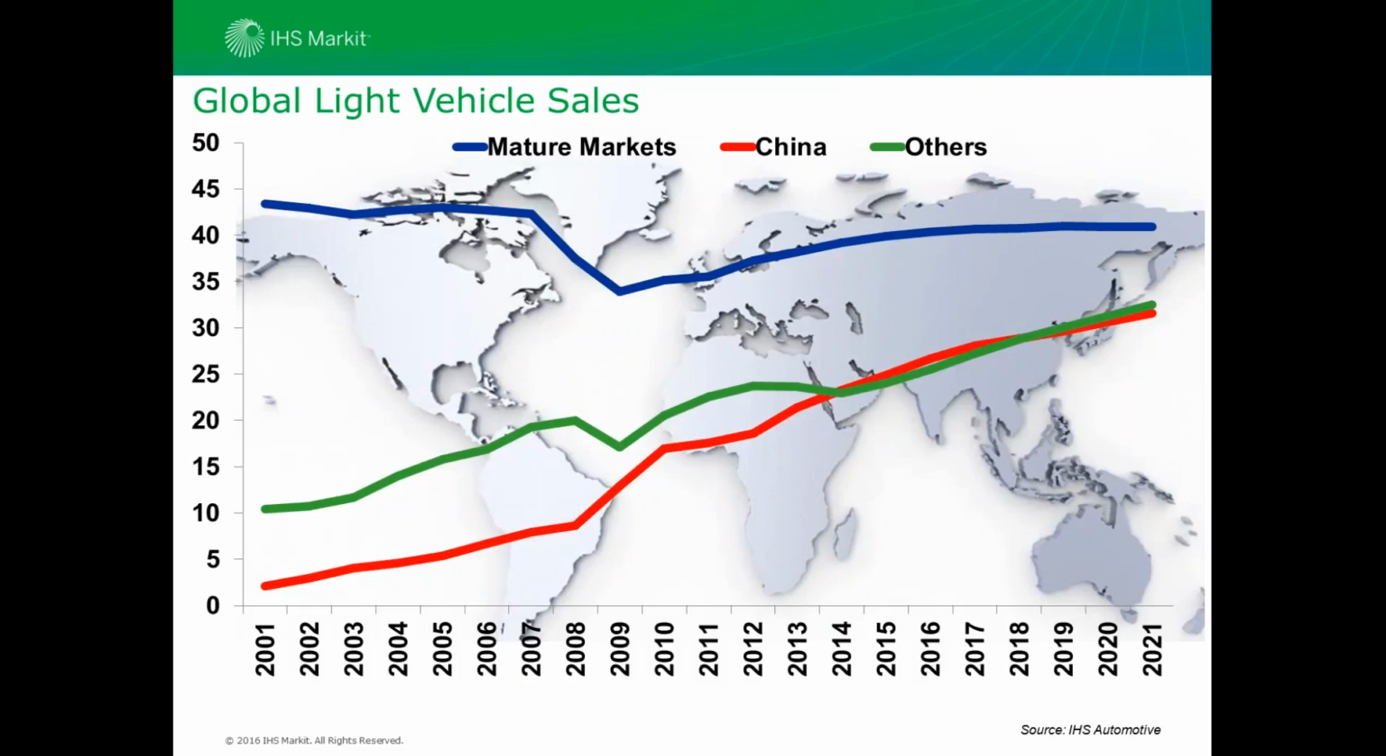You can see the mature markets, Japan, North America, and Western Europe in blue, China in red. And as you can see, the mature markets are going to level off and be about 40% of the demand. The rest of the world, of course, will then be 60%, but China itself will be half of that. There'll be 30% of that global demand of light vehicle sales.